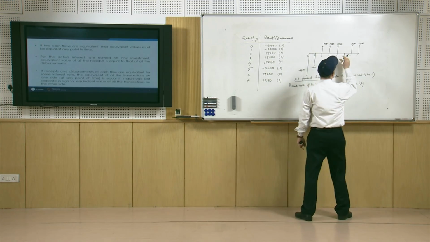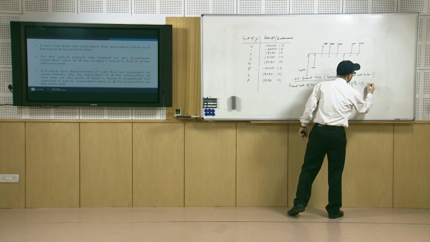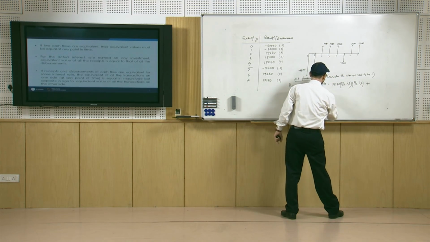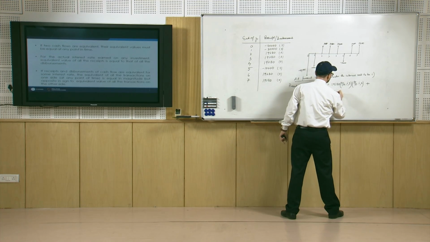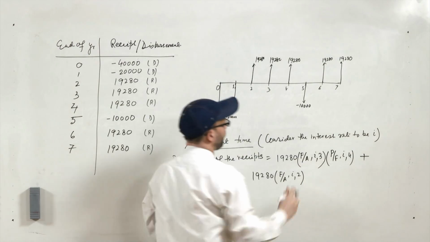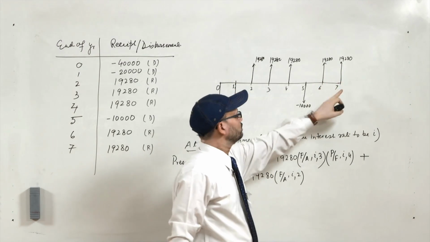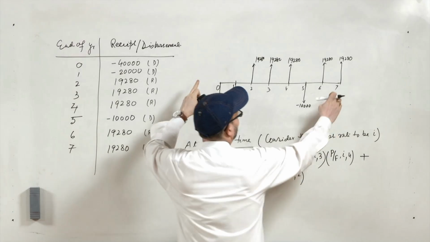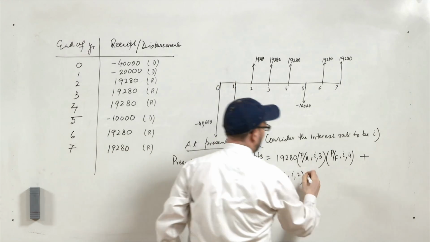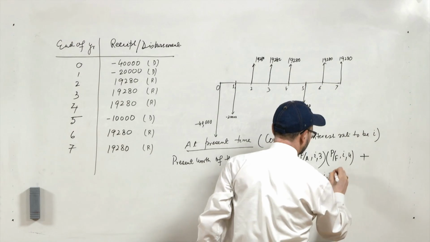Then you have to add this receipt also. So, you can further add 19,280 multiplied by F by A, I, 2. This will give you the equivalent value at this particular time, and then you again find its present value by multiplying with P by F, I, 7.